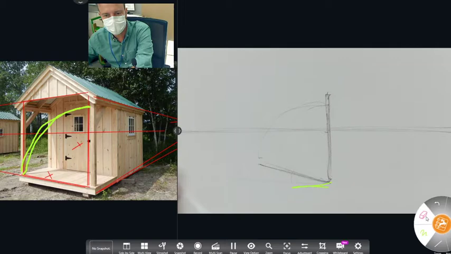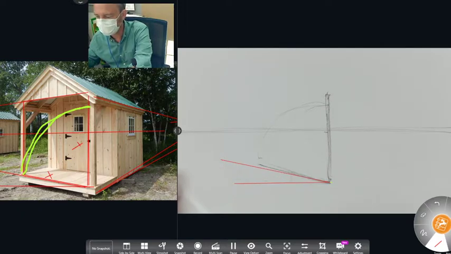Well, that's not a good line. So does that look like about 15 degrees to you guys? Yeah. I might have made it a little high.